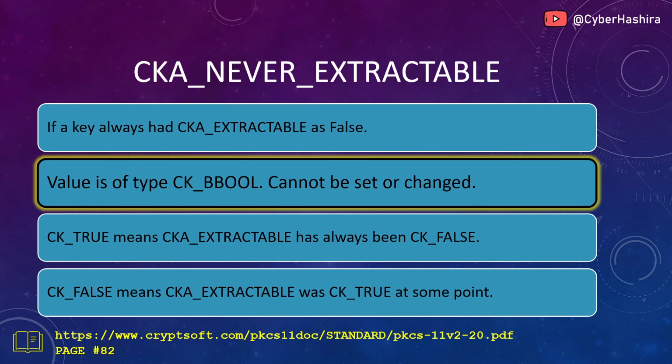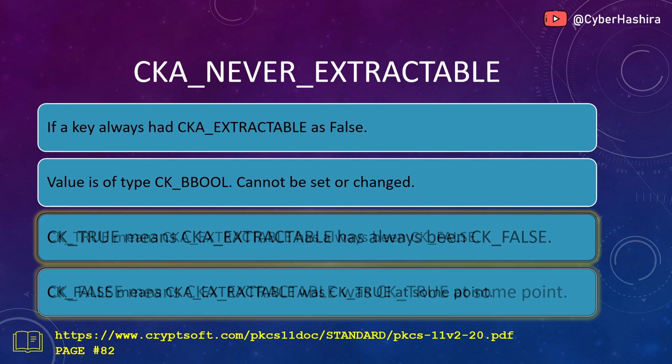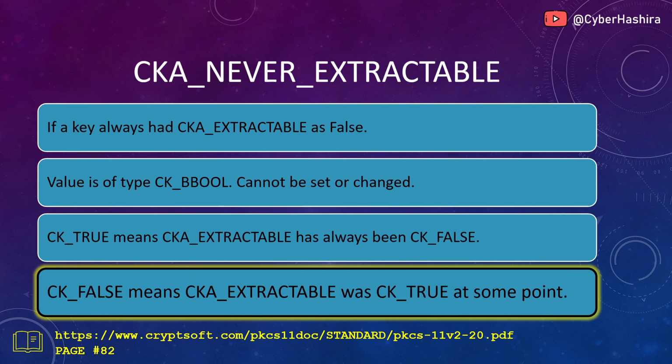This attribute is read-only. The value of this attribute, true or false, is set by a token when a key is generated for the first time. You cannot manually set the value of your choice or change the value afterwards. If an object was generated with CKA_EXTRACTABLE as false, then CKA_NEVER_EXTRACTABLE will be true. And if that object was generated with CKA_EXTRACTABLE as true, then CKA_NEVER_EXTRACTABLE will be false.